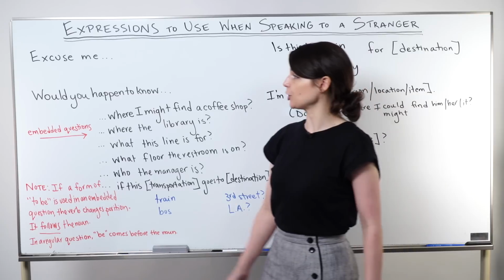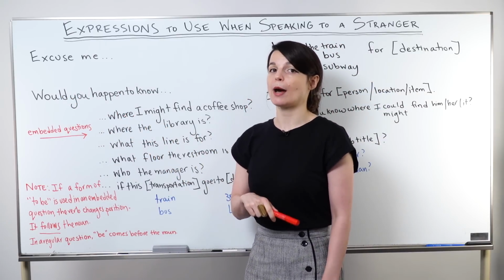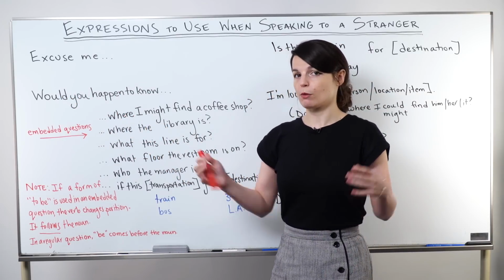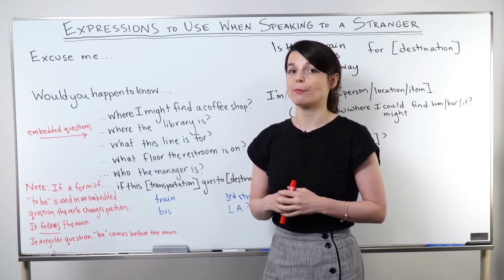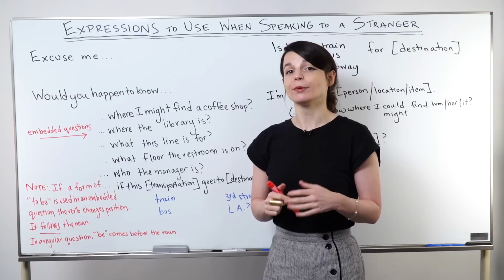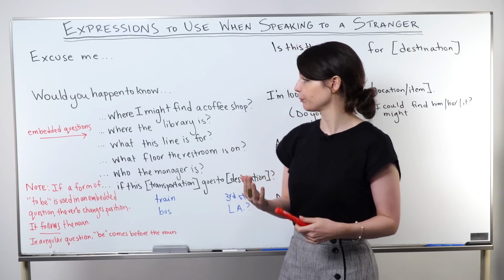First, a pronunciation point. When you say this expression, would you happen to know? We push the sounds together. We reduce these sounds. So not would you happen to know, but would you happen to know? Would you happen to know? So this sounds much more natural.